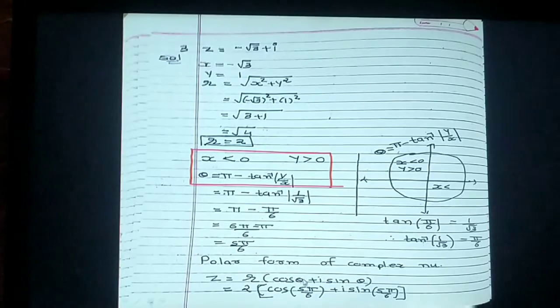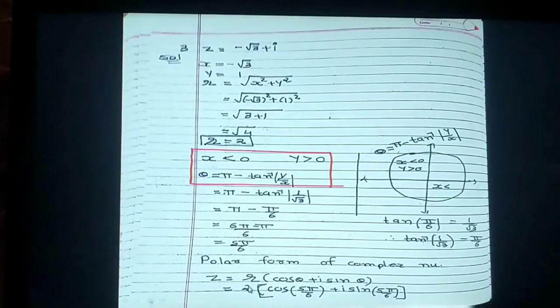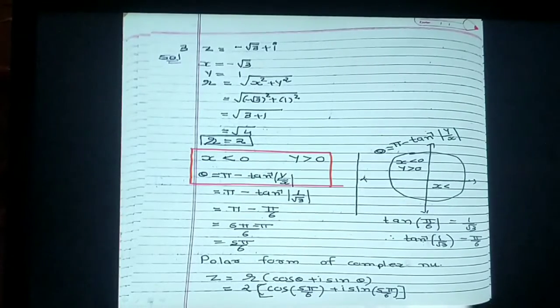So z is equal to r into cos theta plus i sin theta is the polar form. Put r is equal to 2 and theta is equal to 5 pi by 6. So 2 into cos 5 pi by 6 plus i sin 5 pi by 6. Here it is given tan pi by 6 is 1 by root 3, so tan inverse 1 by root 3 is pi by 6.